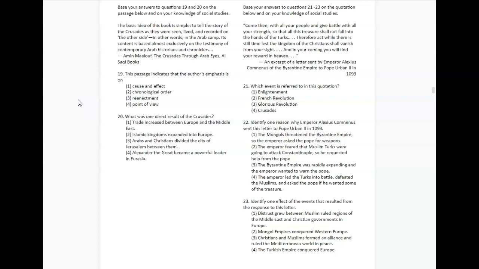So 19 says this passage indicates that the author's emphasis is on what? 1. Cause and effect. 2. Chronological order. 3. Reenactment. Or 4. Point of view.